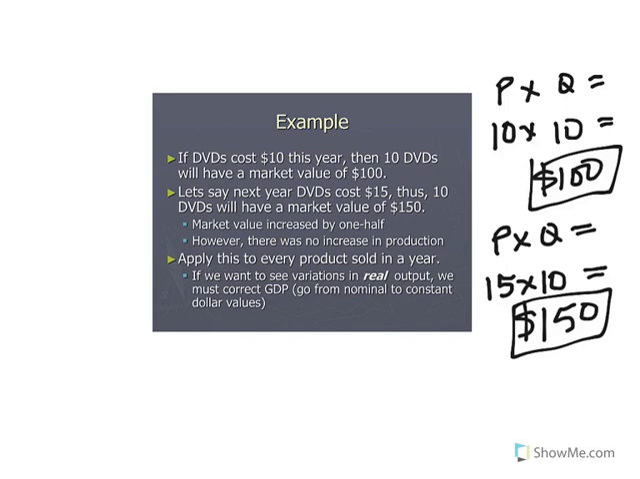So this should really hammer home the concept of why we always want to look at things in real terms. We want to adjust for inflation. Otherwise, it makes it look like we're increasing our output when we really haven't. So we have to know, how do we adjust for inflation so that we're always looking at things in their real values.